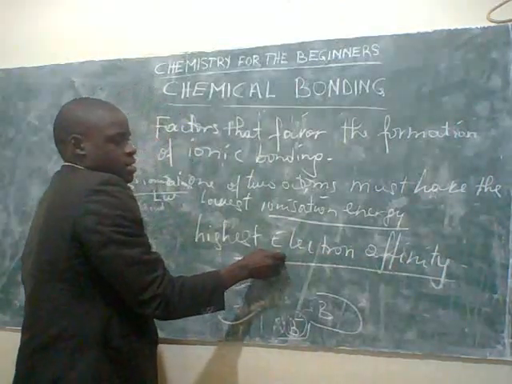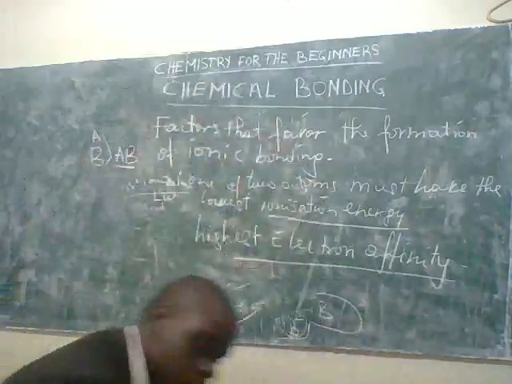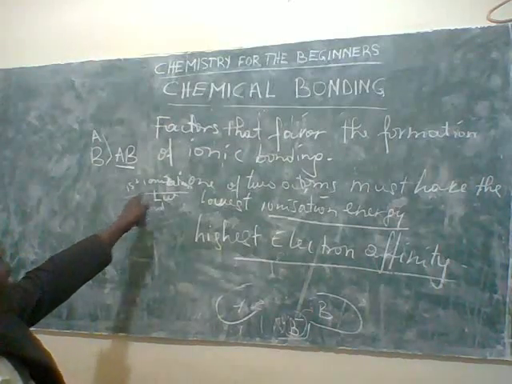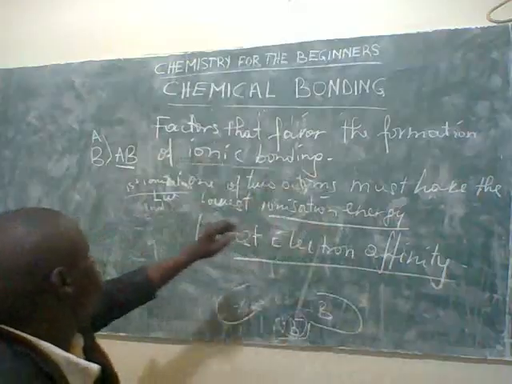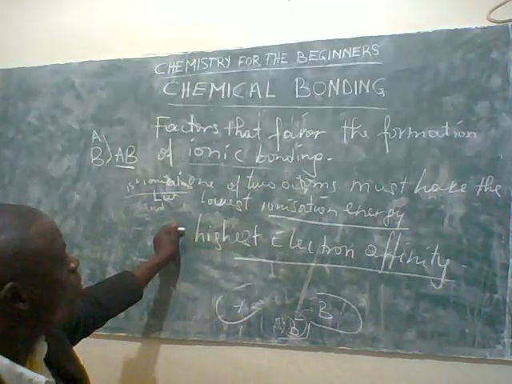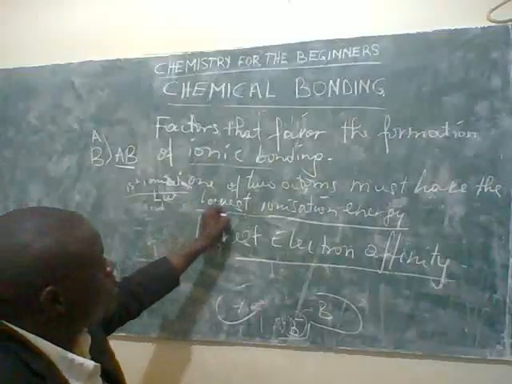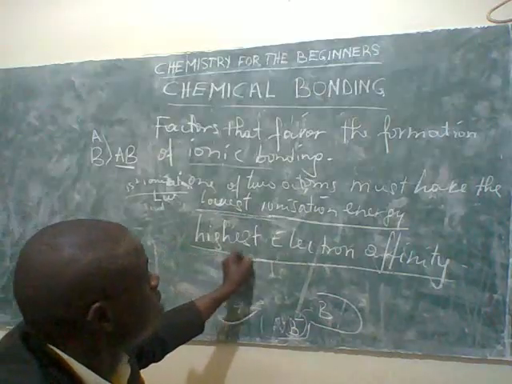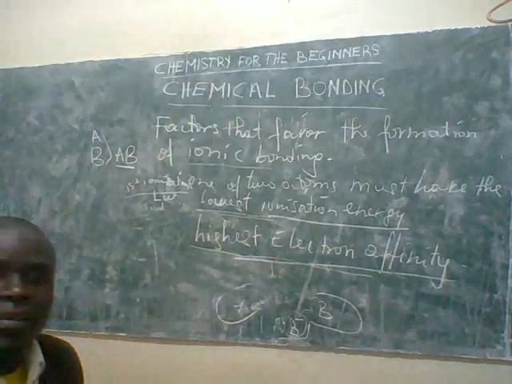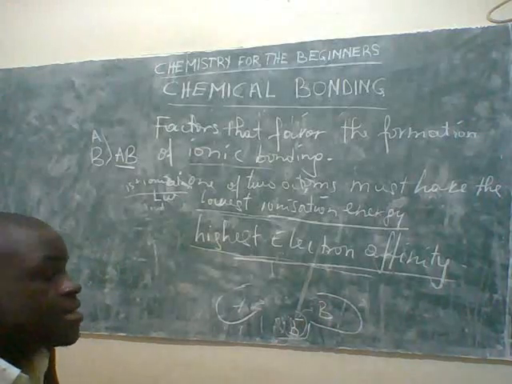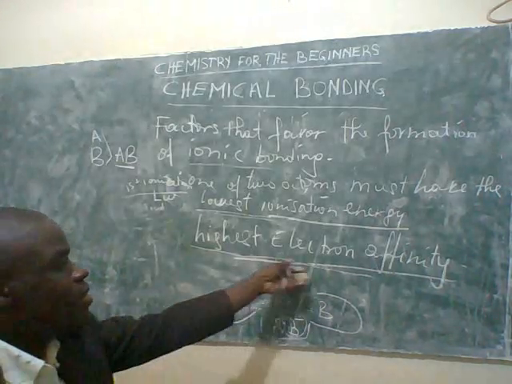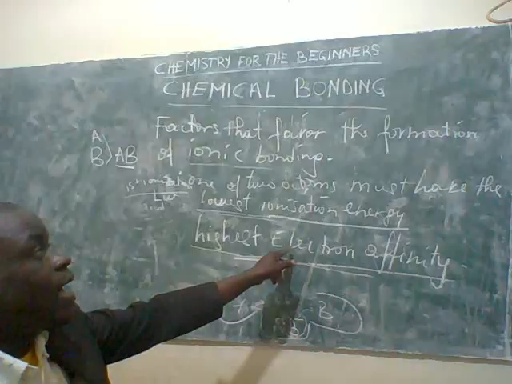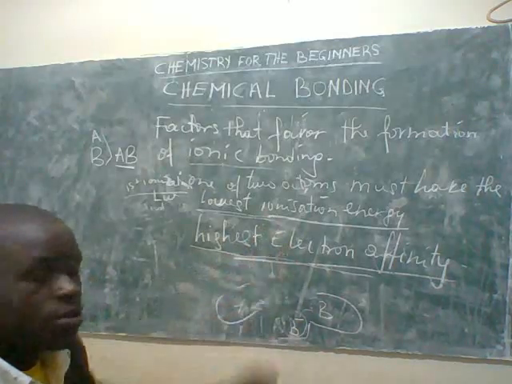So another definition here. Electron affinity. What is electron affinity? To see the formation of ionic bonding, we must see that the compound must use the lowest ionization energy, I have explained it, and the highest electron affinity. What is electron affinity? You try to understand it and differentiate it from ionization energy.